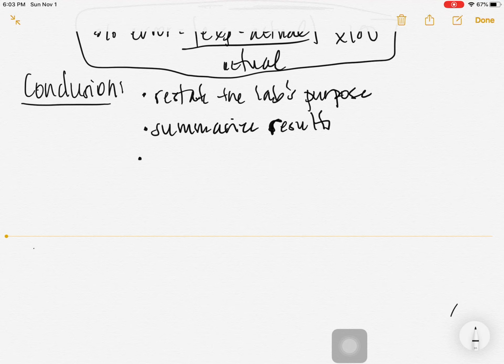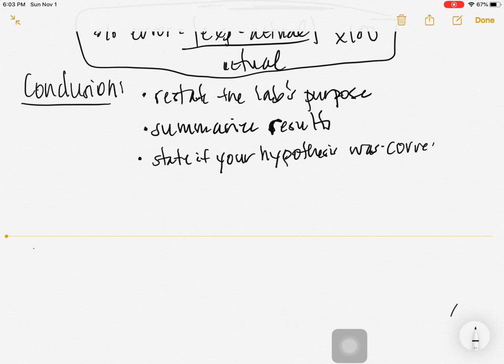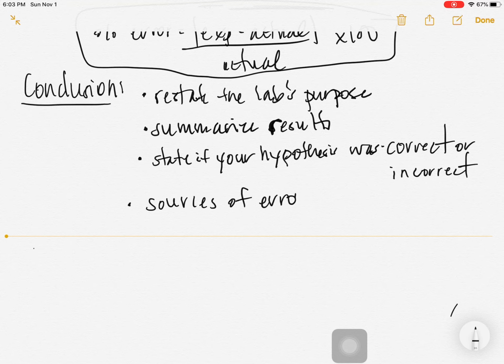You're going to state if your hypothesis was correct or incorrect. And then finally, you're going to reference any sources of error. So if your data was not fantastic, in the conclusion, you're going to attempt to address why.